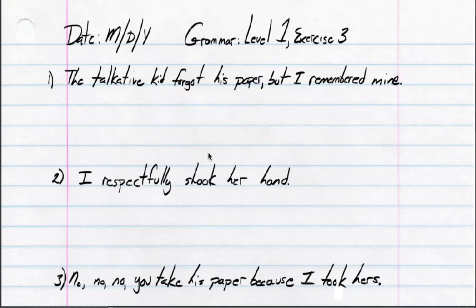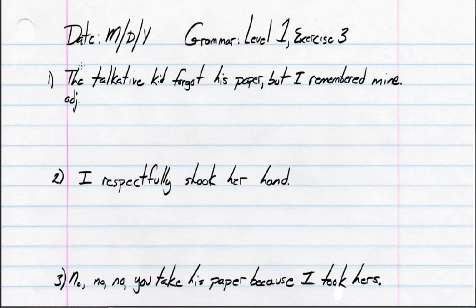Alright, so you've got these 3 sentences on your paper, so let's talk through level 1 of each sentence, starting with sentence number 1. The talkative kid forgot his paper, but I remembered mine. The very first thing I'm going to do in this sentence is look for any free answers. The one word in the English language that is most always the same part of speech is "the." You can count on that being an adjective most of the time.